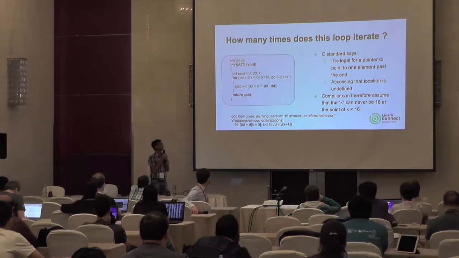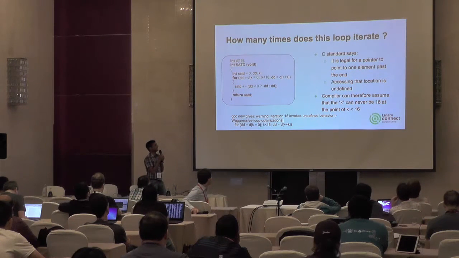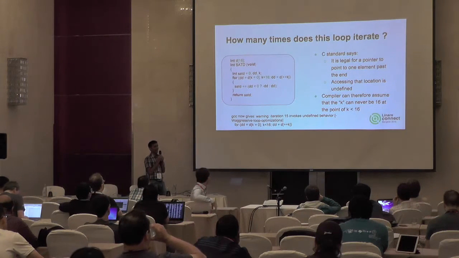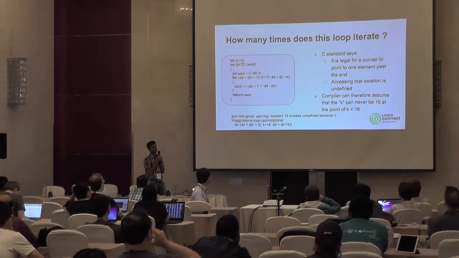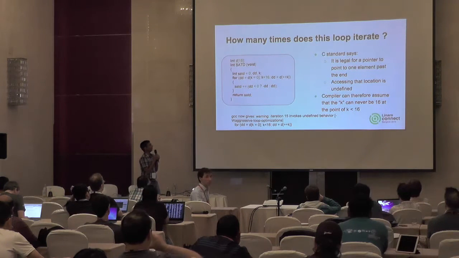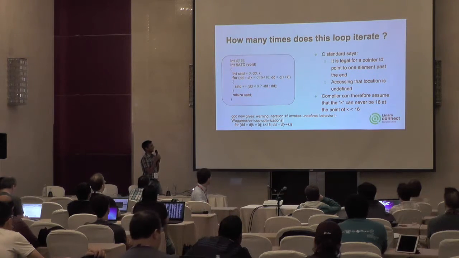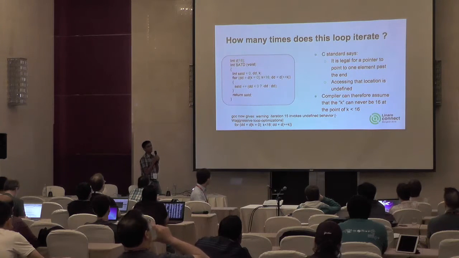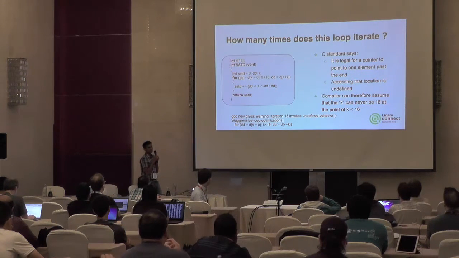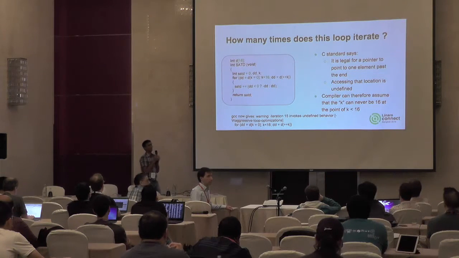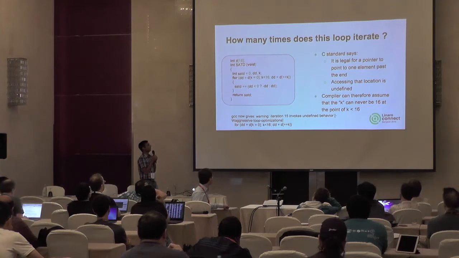But let's look at the standard. The C standard says it is legal for a pointer to point to one element past the end of an array. But accessing that element is undefined behavior. So keeping that in mind, if you look at the loop again, the place where the loop counter k is incremented, we are doing a pre-increment of k and accessing array D with that element. Therefore, if k is 15 or beyond that value, we are actually invoking undefined behavior according to the standard.